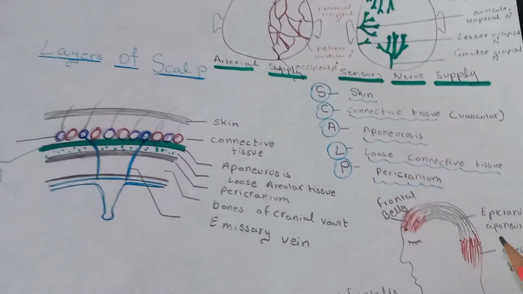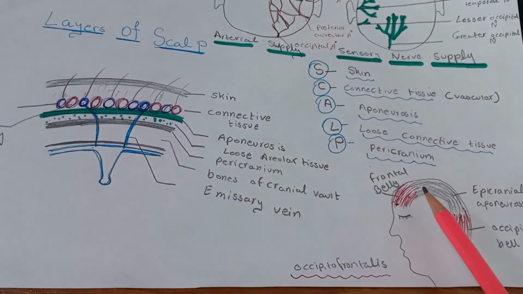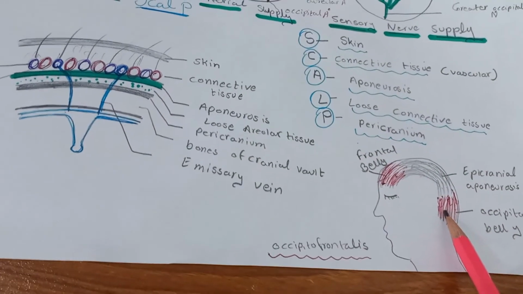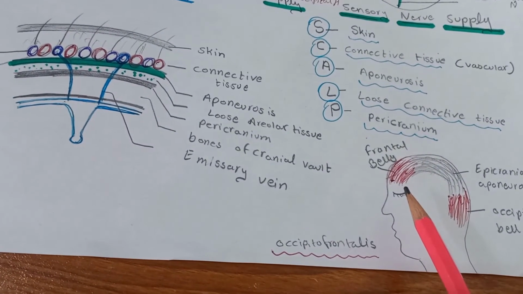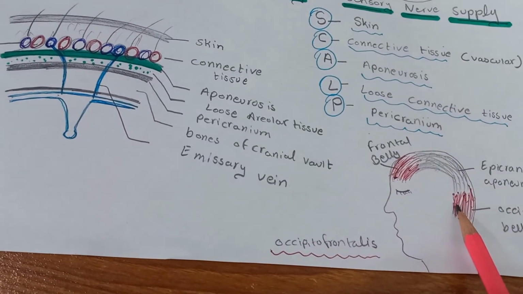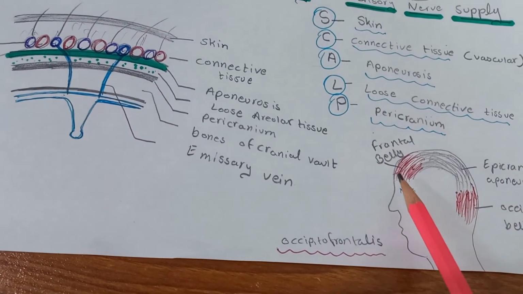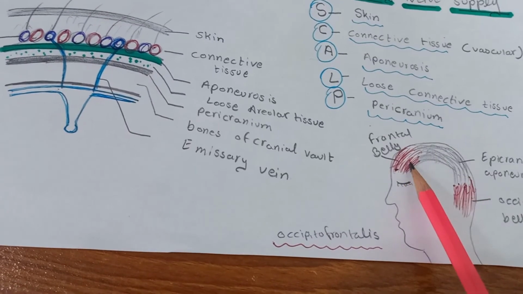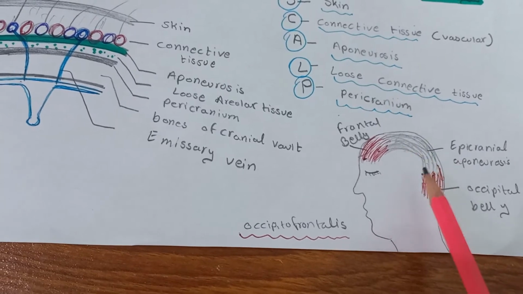Now let's talk about the origin and insertion of the occipitofrontalis muscle. I have drawn the occipitofrontalis muscle with frontal belly and occipital belly, as you can see in this diagram. Let's discuss its origin and insertion. Occipital belly originates from the highest nuchal line of the occipital bone, and the frontal belly originates from the skin and superficial fascia of the eyebrows. This muscle is finally inserted over the epicranial aponeurosis.